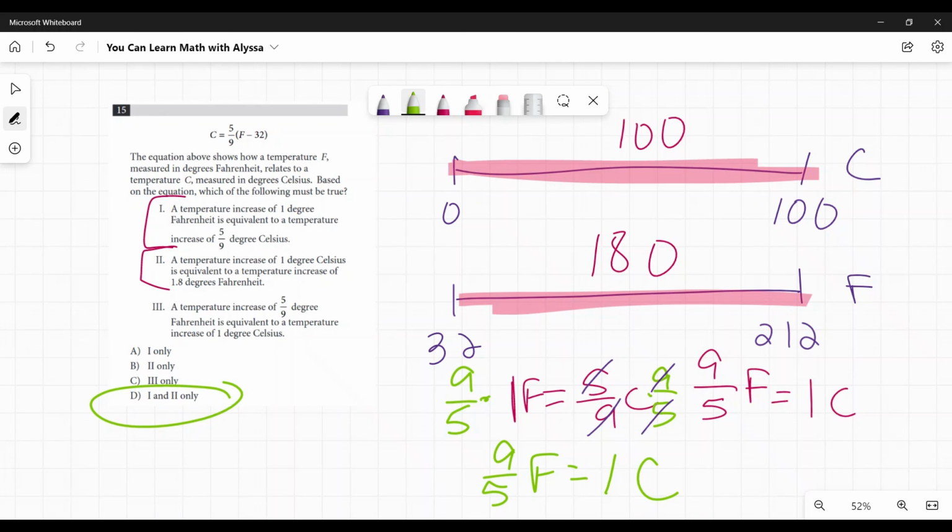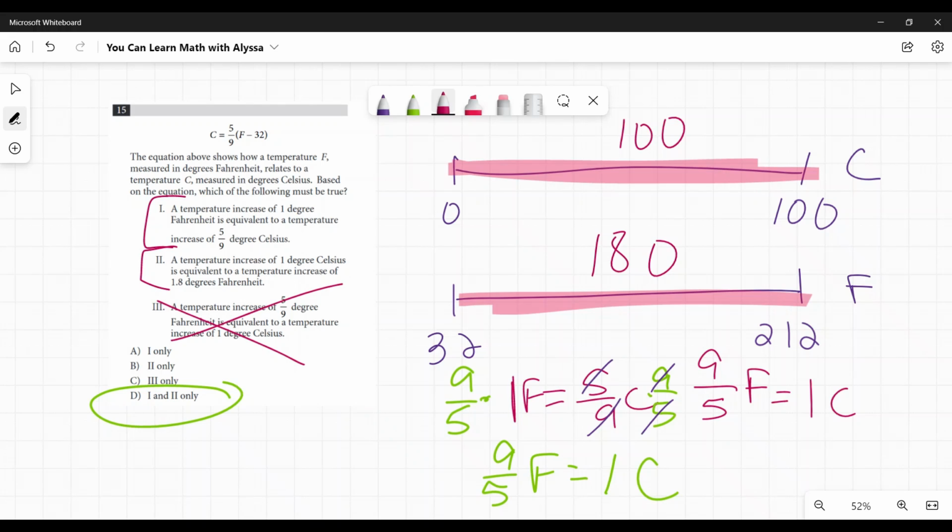Well, let's look at number 3, because what if I'm reading this wrong and maybe 1 and 2 are both wrong? They're saying the exact same thing, so either they're both right or they're both wrong. Let's look at number 3. A temperature increase of 5/9 of a degree Fahrenheit is equivalent to a temperature increase of 1 degree in Celsius. That is saying that Celsius is moving up faster than Fahrenheit. Well, that's not true. Fahrenheit is moving up faster than Celsius. So it's saying part of a degree Fahrenheit, Celsius goes up a whole degree. That's obviously wrong. So 3 is out. 1 and 2 are both saying the same thing. They're both true, 1 and 2 only.